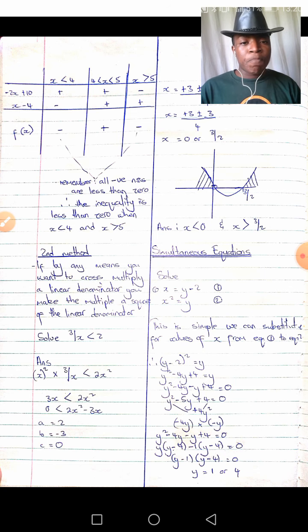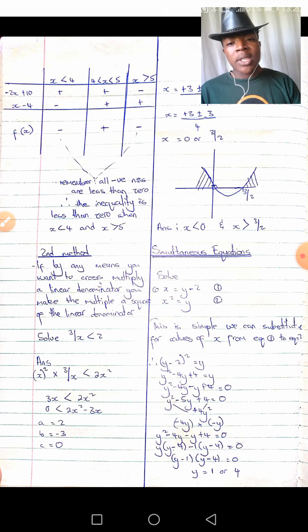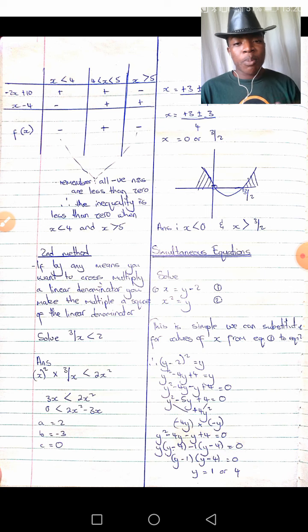And for the values of x that are greater than 5, you've got 10. 10 multiplied by negative 2, you get negative 20. Negative 20 plus 10, you get negative. So you put a minus there. If you take 10 minus 4, you get a positive. So minus divided by a positive, you get a negative. Plus divided by a plus, you get a plus.